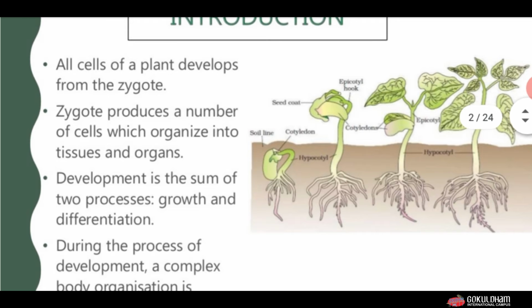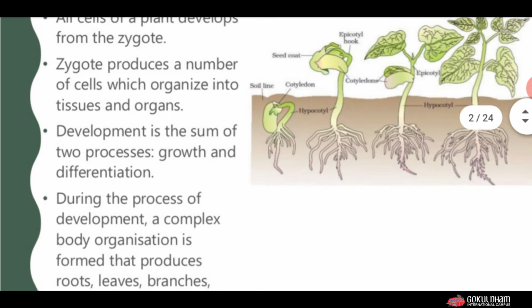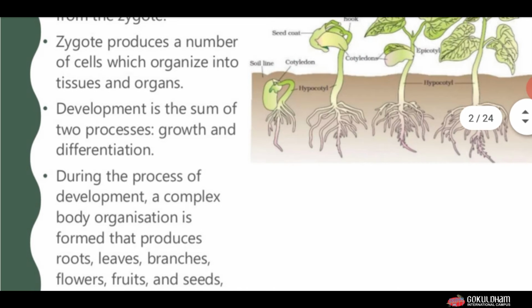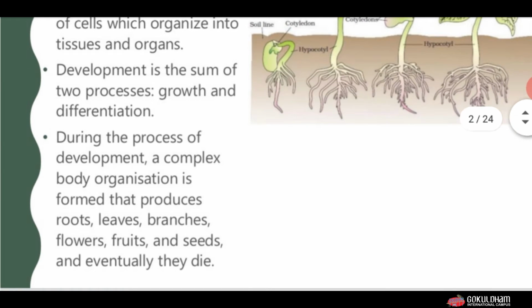Development is the sum of two processes. The first one is growth and the second one is differentiation. During the process of development, a complex body organization is formed that produces root, leaves, branches and other organs, and later this organism eventually dies.